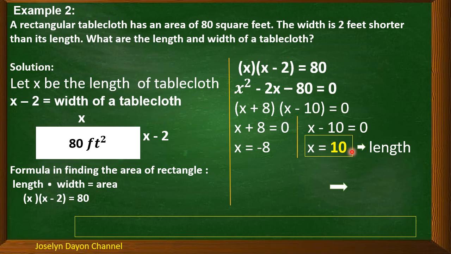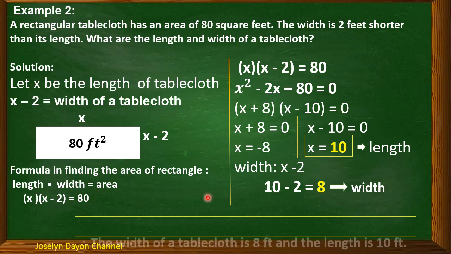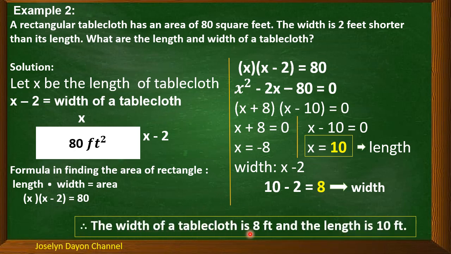So next, we have to determine the width. According to the problem, the width of the tablecloth is represented by x minus 2. So we have to subtract 2 from 10, the value of x. So it means that 8 is the width of the tablecloth. If you multiply 10 times 8, you will have 80. So our answer is correct. Do not forget to write the unit. Therefore, the width of the tablecloth is 8 feet, and the length is 10 feet.